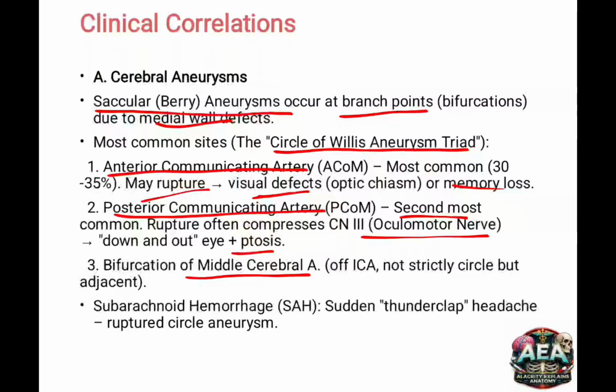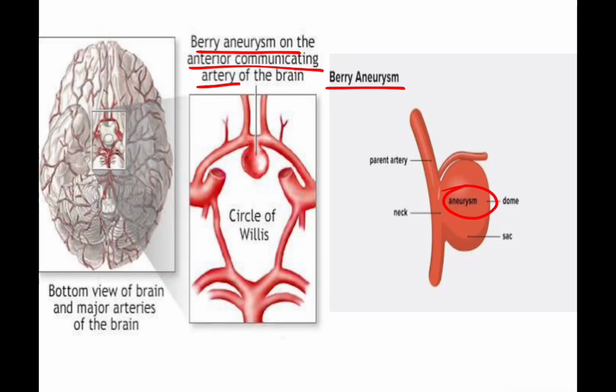And we have the subarachnoid hemorrhage, which is rupture of the blood vessels in this circle, resulting in bleeding of blood into the subarachnoid space. This causes what patients describe as the thunderclap headache in ruptured circle aneurysm. The patient will be describing the headache as if there is thunder. So this is an aneurysm.